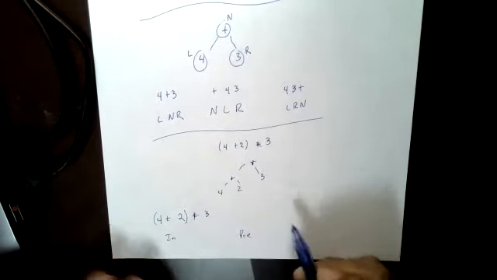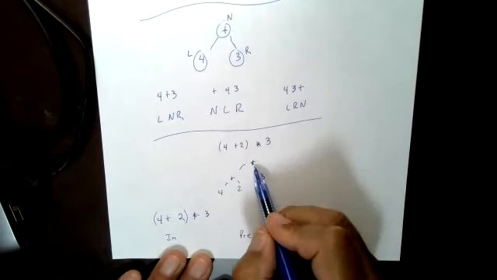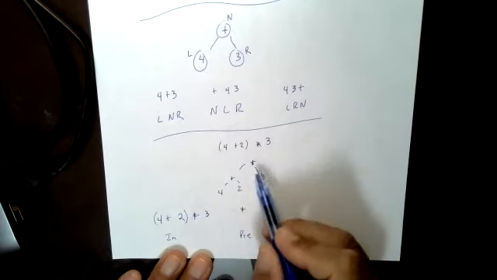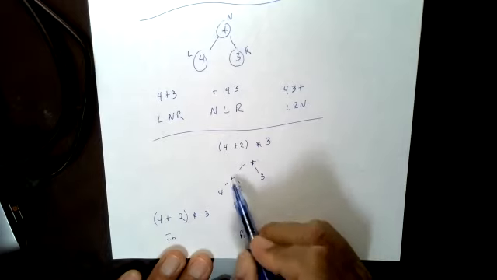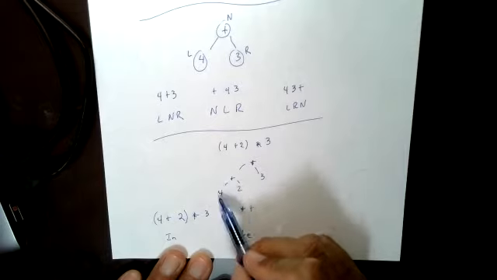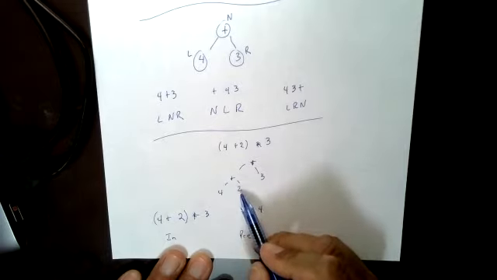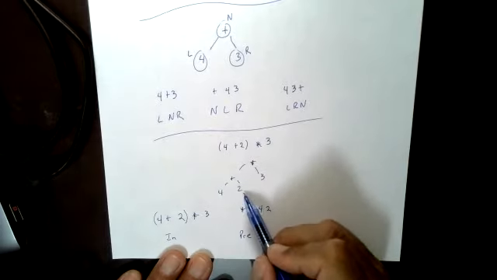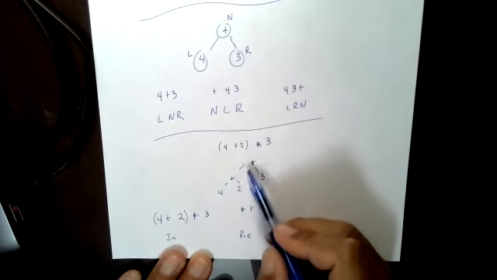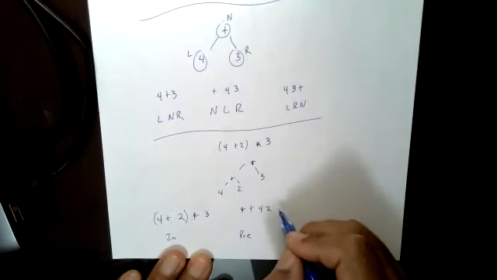If I look at this prefix, I said it's node, left, right. So I'm going to start with a node, which is times. I move to the left. I have a node, which is plus. Then I move to the left, which is 4. Then I back up because I'm done. I move to the right, which is 2. Then I back up because I'm done. Then I back up because I'm done. And now I hit the 3.